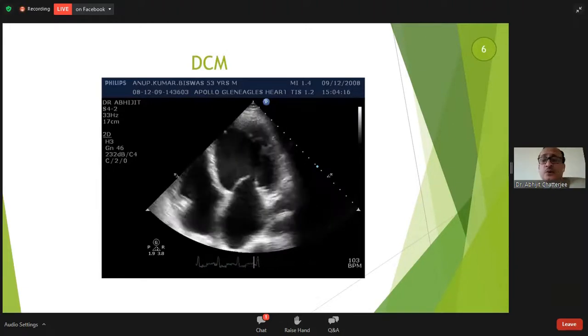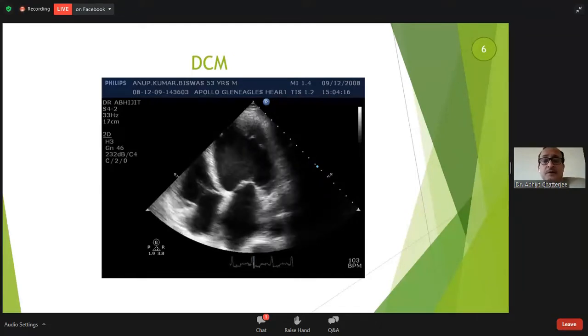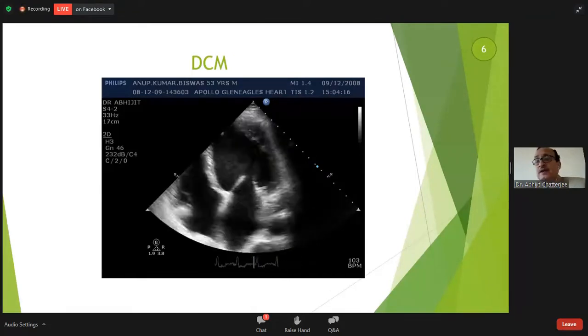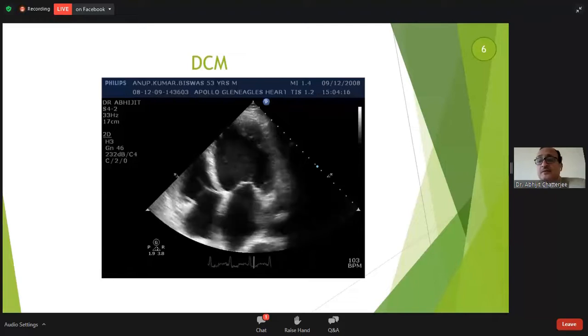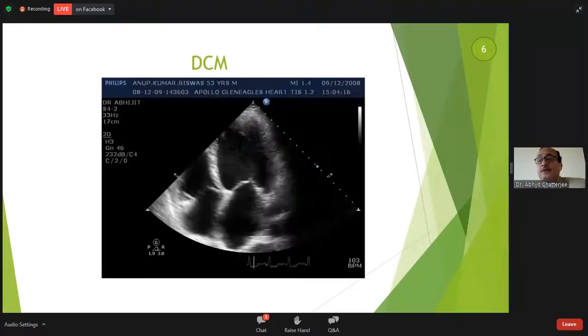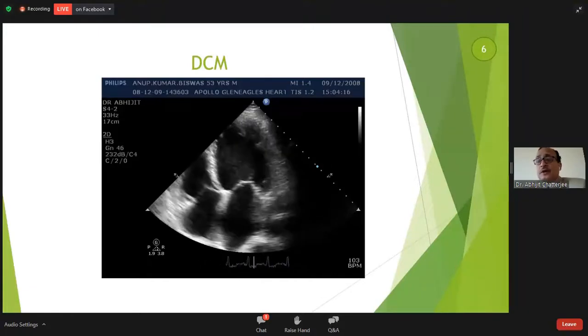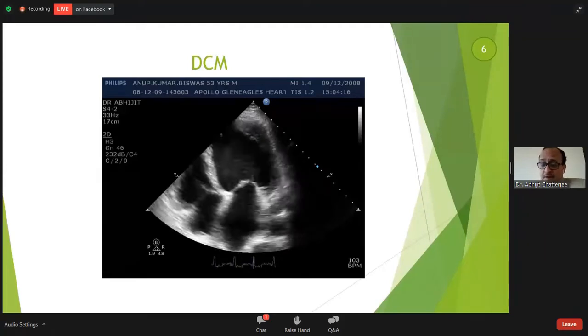Contrast this with idiopathic dilated cardiomyopathy. The ejection fraction again is very poor. By eye estimation, you can say that it is almost 20 to 25%, but there is global hypokinesis. All the walls are equally bad in contraction.